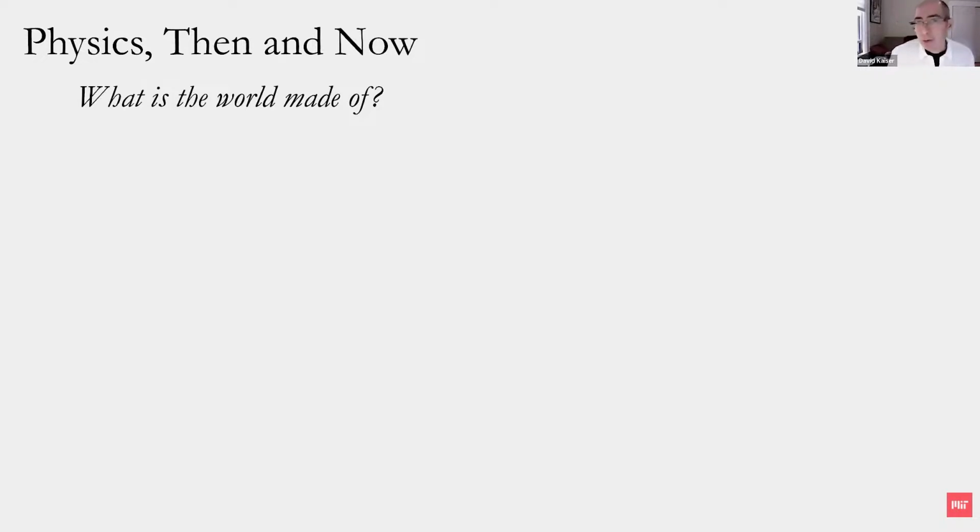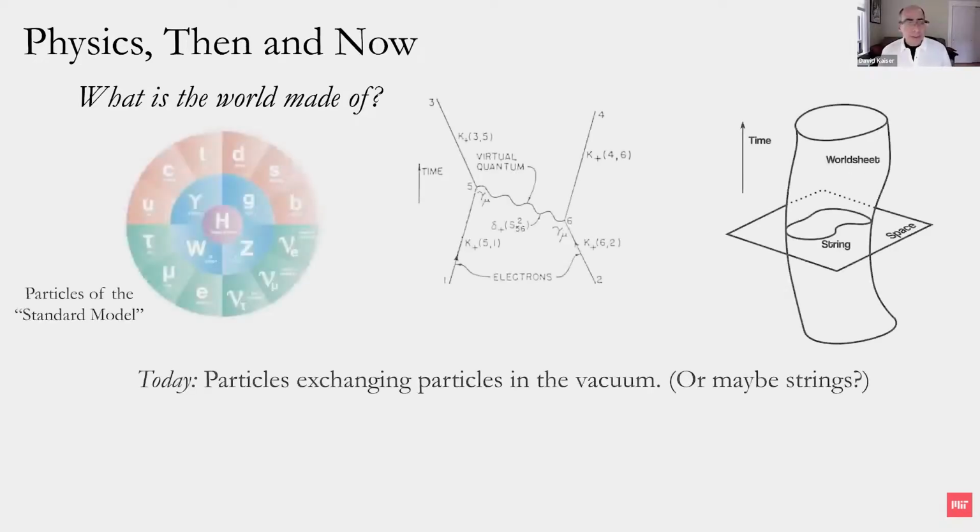So one of the biggest questions we might ask about physics today is what's the world made of? What do we think as modern day scientists are the basic building blocks out of which the world is made? If we were to conduct a survey of most working physicists at MIT or really anywhere around the world at this point, we'd get an answer along these lines.